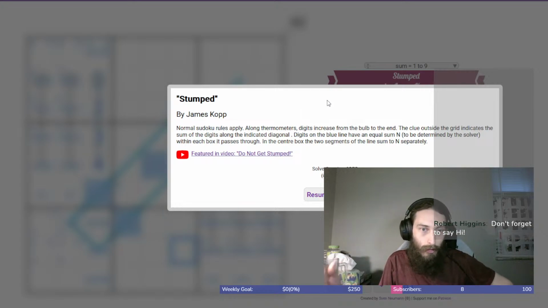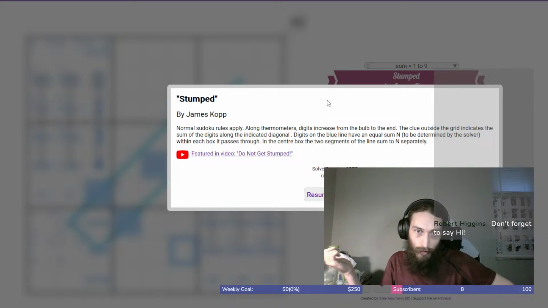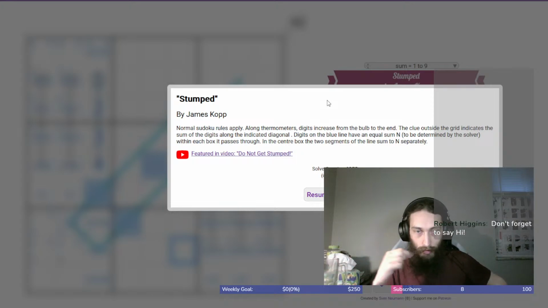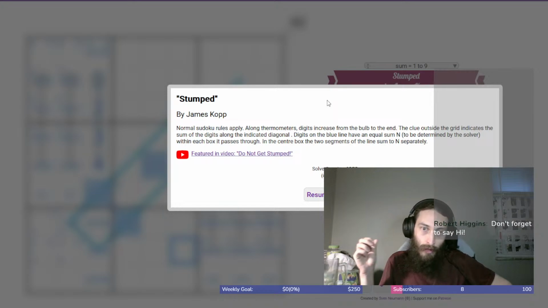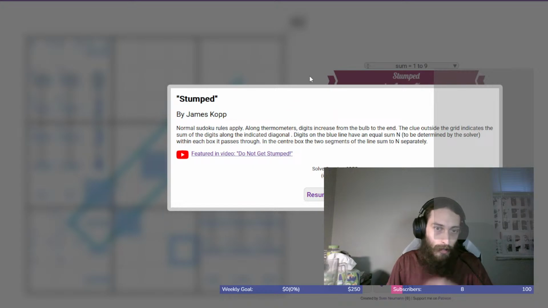So this one is normal Sudoku rules apply. Along thermometers, digits increase from the bulb to the end, and the clue outside the grid indicates the sum of the digits along the indicated diagonal. Digits on the blue line have an equal sum n to be determined by the solver, within each box it passes through. In the center box, the two segments of the line sum to n separately. And this is the puzzle Stumped by James Cobb.